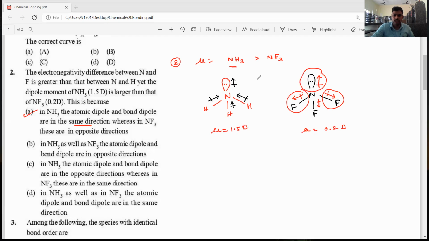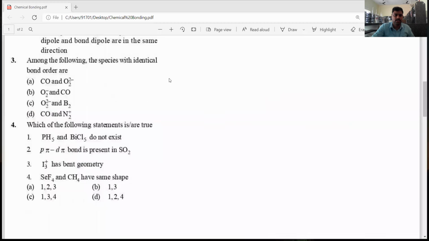Okay, let's go for the third question, dear students. What is the third question? We need to identify the identical bond orders. For identification of bond orders, we need to go through MOT, molecular orbital theory. We need to learn the filling of electrons in molecular orbitals, the electronic configurations. According to that, the bond order formula is half of the number of bonding molecular orbital electrons minus the number of anti-bonding molecular orbital electrons. This is a very lengthy process.